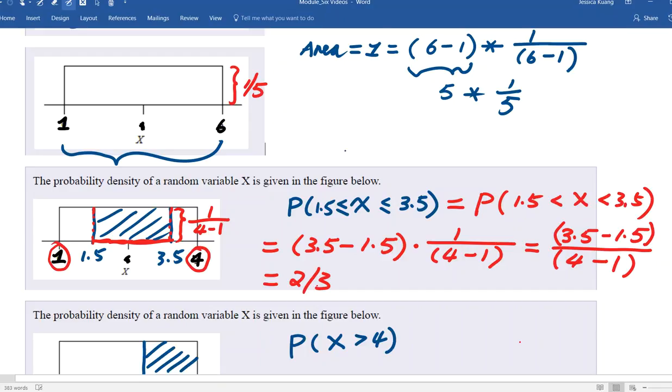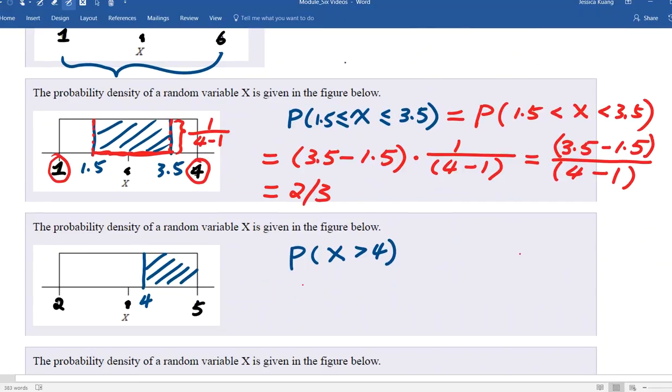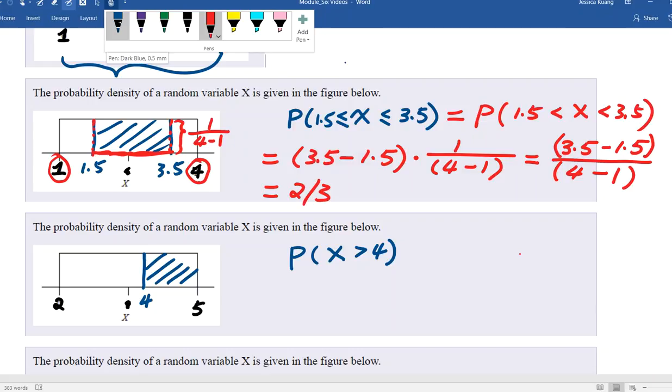In this case, I have 2 over 3. Now let's look at another example. So in this case, I'm looking for the probability of x greater than 4.